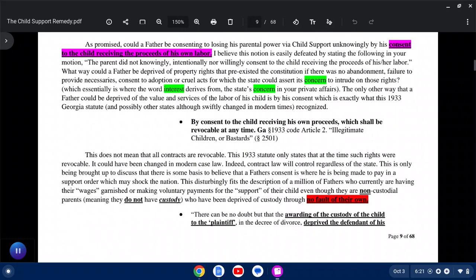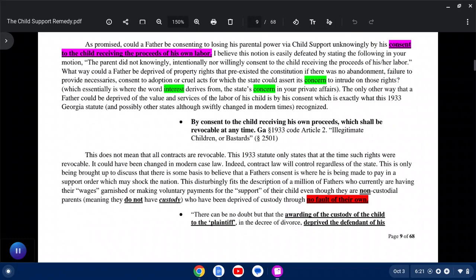As promised, could a father be consenting to losing his parental power via child support unknowingly by his consent to the child receiving the proceeds of his own labor? I believe this notion is easily defeated by stating the following in your motion. The parent did not knowingly, intentionally, nor willingly consent to the child receiving the proceeds of his or her labor.